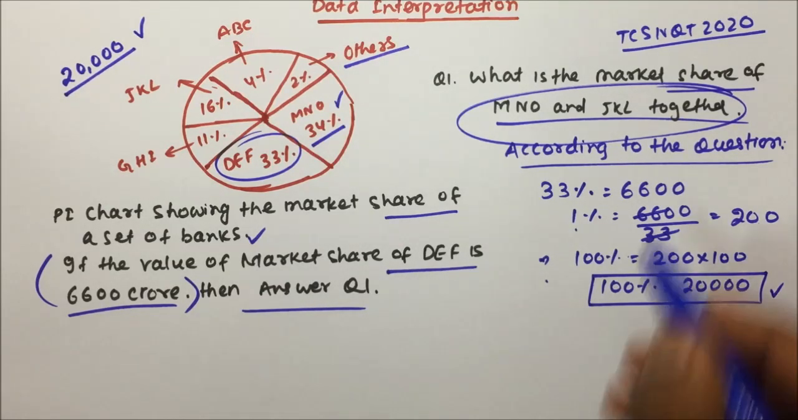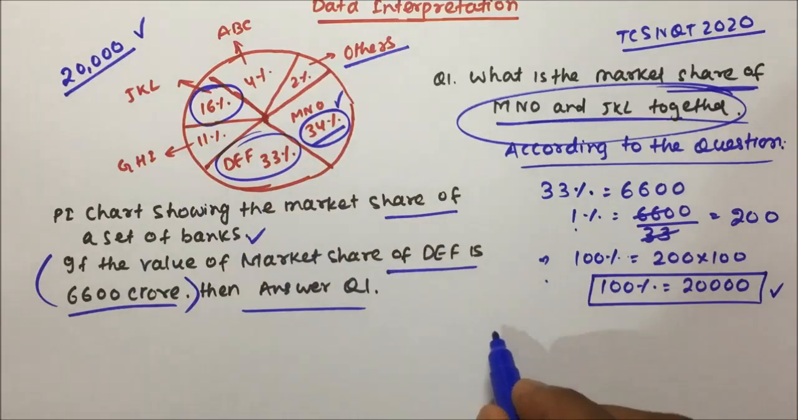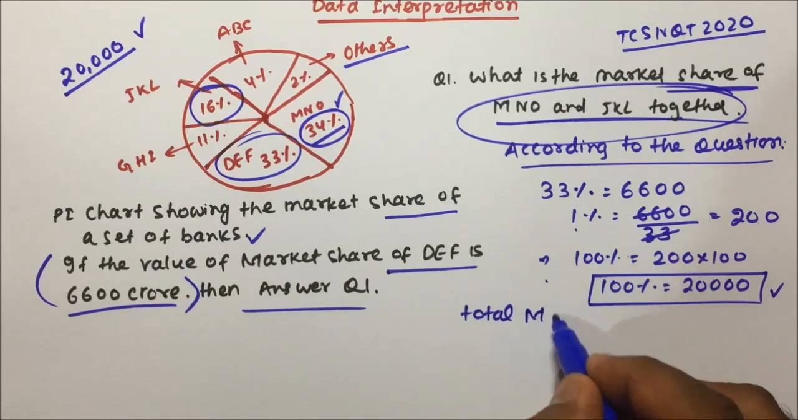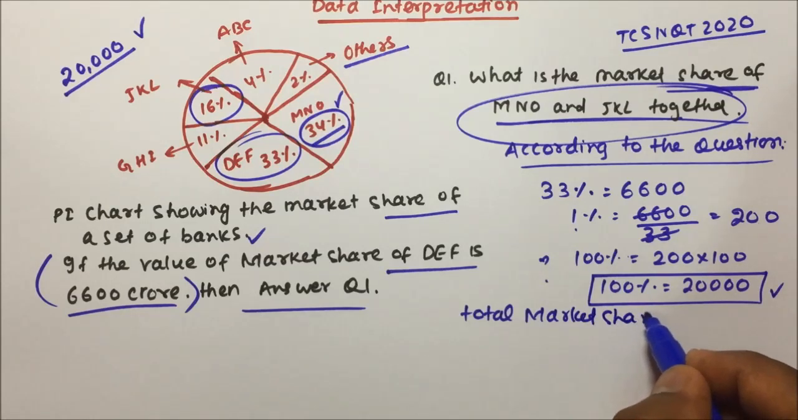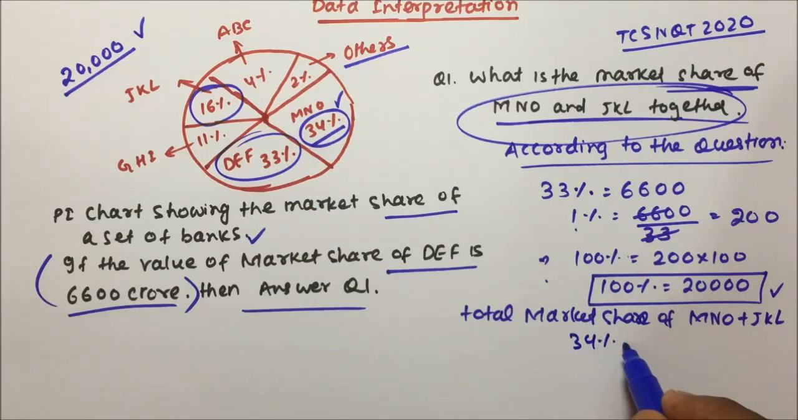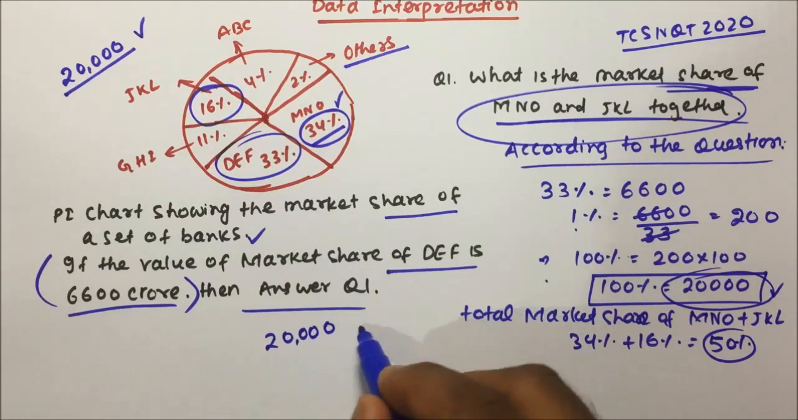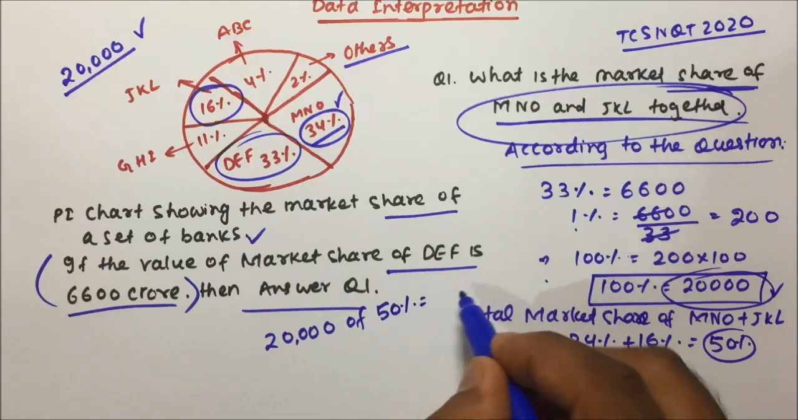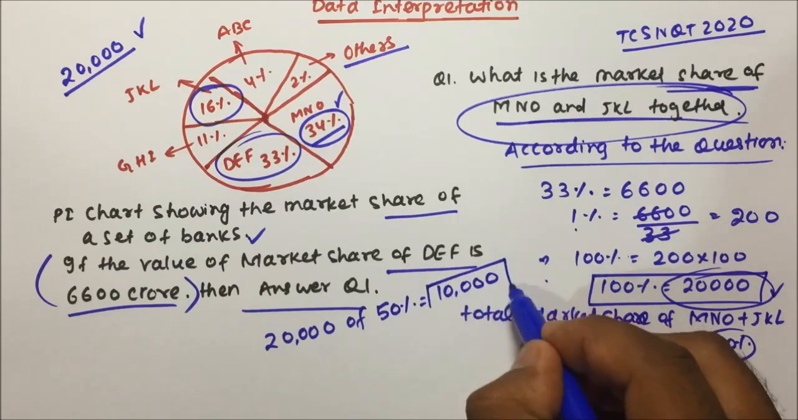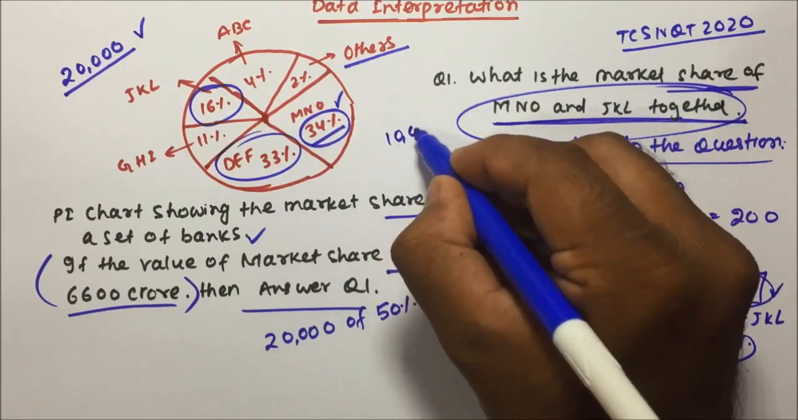Now, what we are going to calculate? We are going to calculate the market share of MNO and JKL together. So, friends, the market share of MNO plus JKL is nothing but 34% plus 16%. If we add, it will be 50%. So basically 50% of 20,000, which is half of that, will be equal to 10,000. That means the total market share of MNO and JKL together will be 10,000.